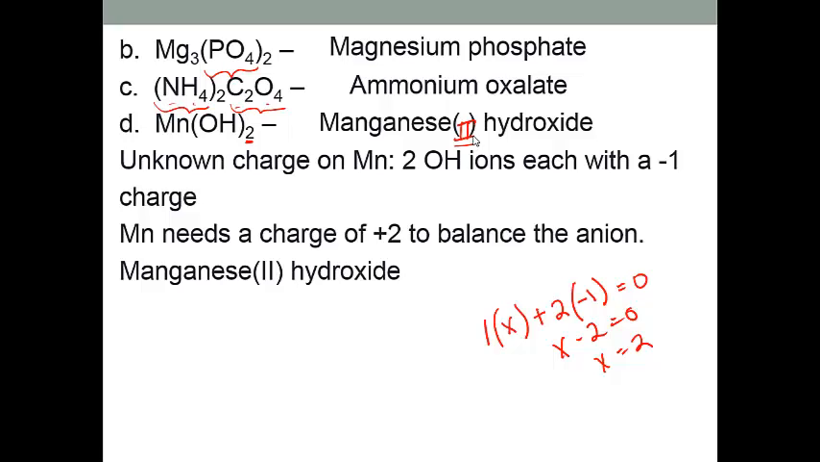We're going to be practicing with this for a few days, and then we are going to get into writing out the formulas when we're given the name of it.